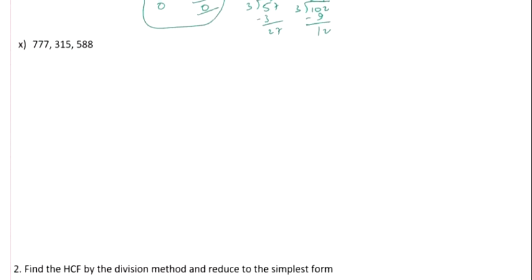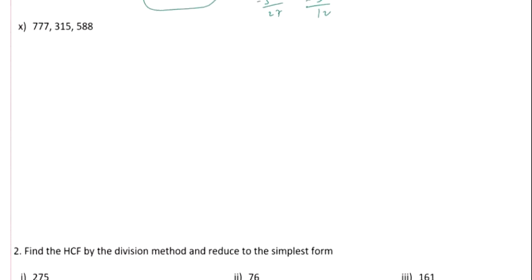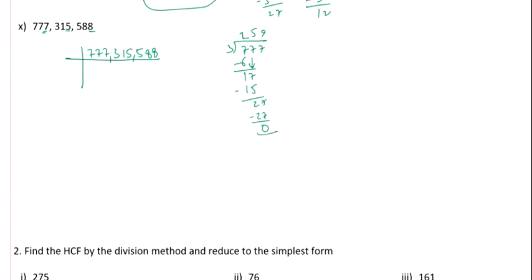Moving on to the last sum, 777, 315 and 588. 777 is divisible by 3. 3 twos are 6, 1 is the remainder, 3 fives are 15 and 3 nines are 27. So we have 259. 3 259s are 777. Similarly, divide the other numbers by 3.